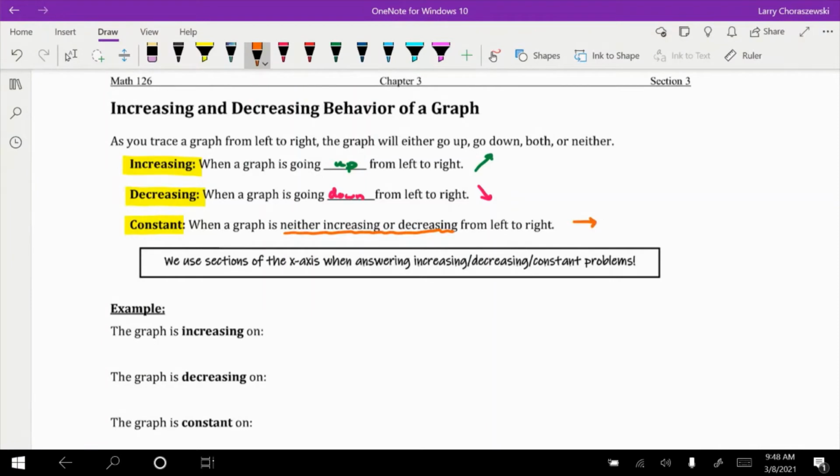Now, when you identify those pieces, you use those pieces in conjunction with the x-axis to form your answers. And so in this box here, it says we use sections of the x-axis when answering increasing, decreasing, or constant problems.